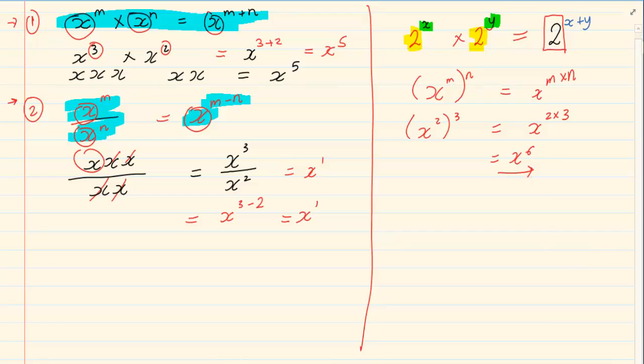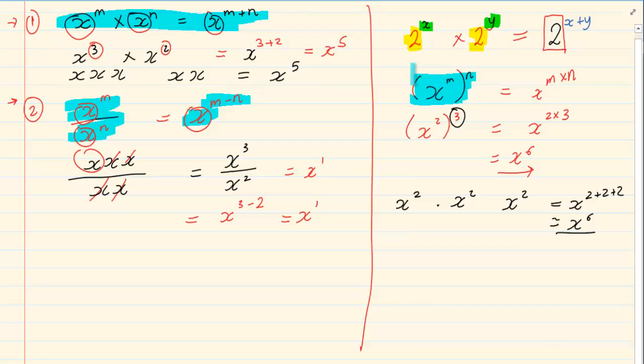Now let's see what they are doing mathematically. They are telling us x to the power of 2 is repeated 3 times. But we know from the first rule that if I'm multiplying, I can add the powers. So I would have had x to the power of 2 plus 2 plus 2, which is also equal to x to the power of 6. So the easier method is, if I've got x to the power of m and then outside to the power of n, my final answer is x to the power of m times n.